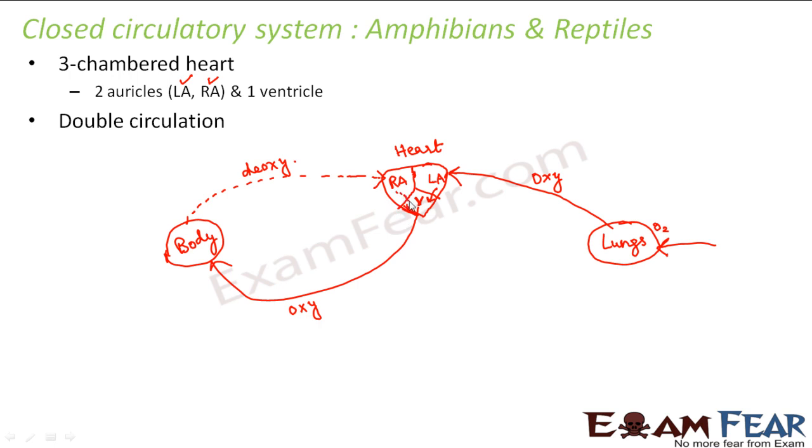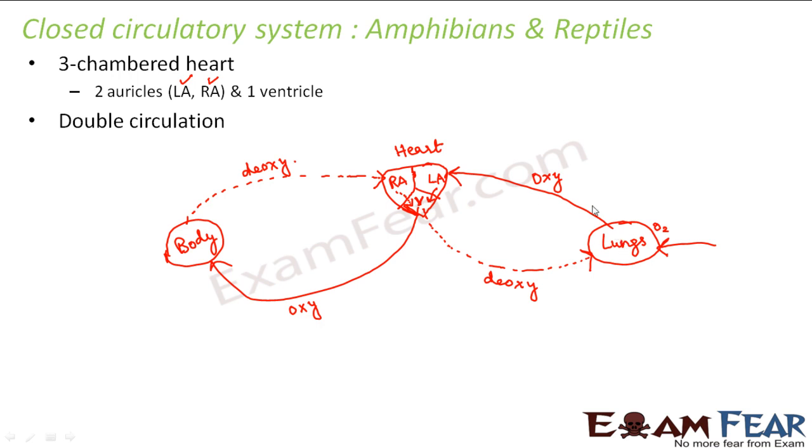It will send the deoxygenated blood to the ventricle, and the ventricle will send this deoxygenated blood back to the lungs. So what will the lungs do with this deoxygenated blood? The lungs will take out carbon dioxide from the blood and throw it outside. The carbon dioxide will be thrown outside, and when oxygen is taken in, again the oxygenated blood is sent to the left auricle. So what do you see here? This complete thing which you see on the screen, this is one cycle of circulation.